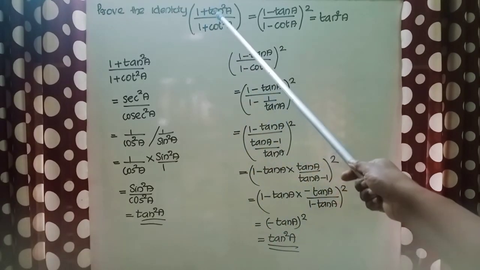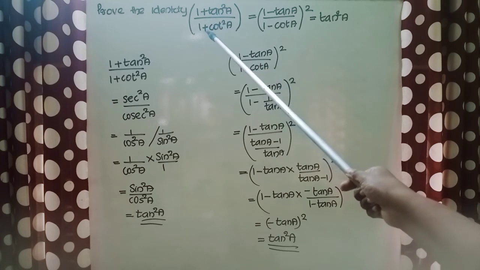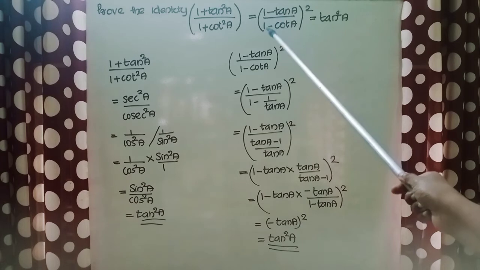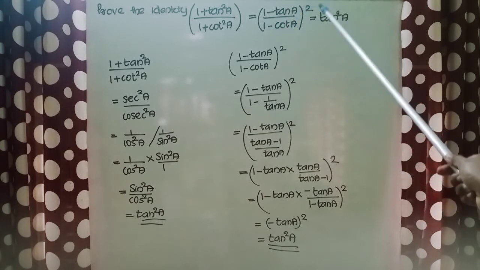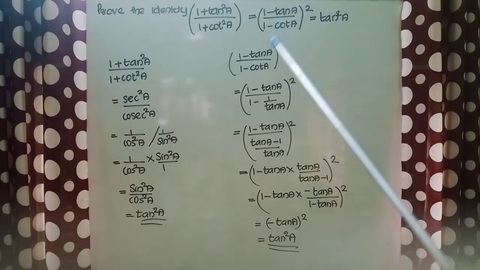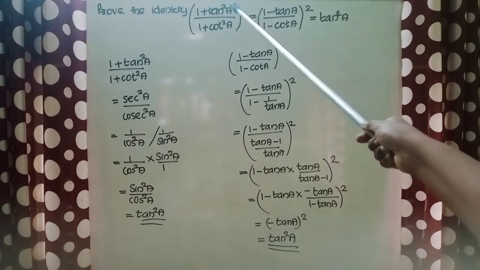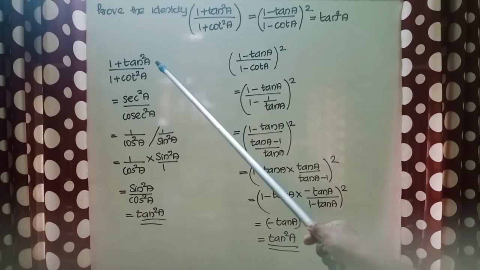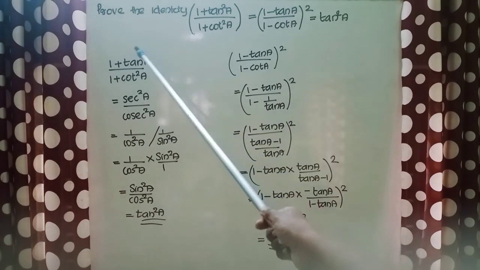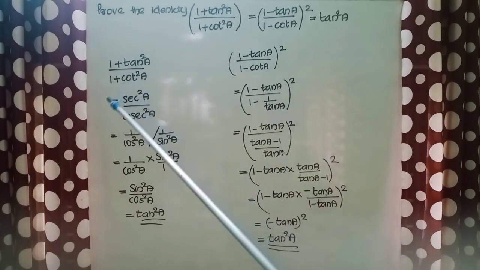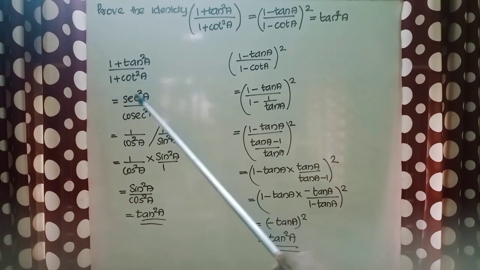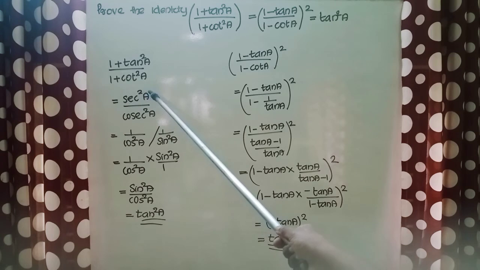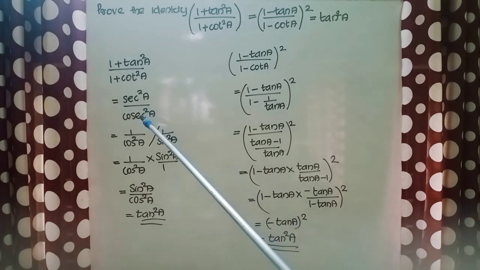Prove (1 + tan square A) by (1 + cot square A) equal to ((1 minus tan A) by (1 minus cot A)) whole square equal to tan square A. So let us consider the first one, (1 + tan square A) by (1 + cot square A). By identity we know 1 + tan square A equal to sec square A and 1 + cot square A equal to cosec square A. So we get that is equal to sec square A by cosec square A.